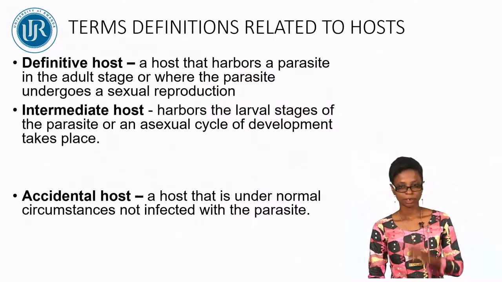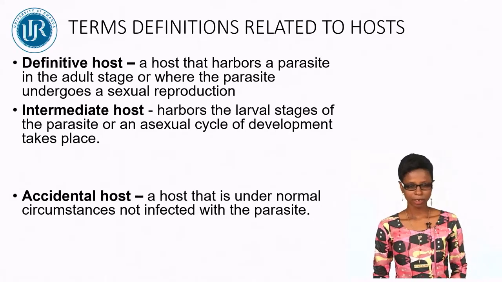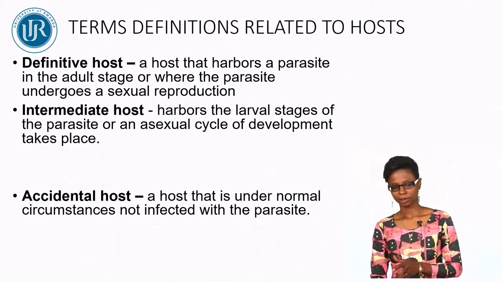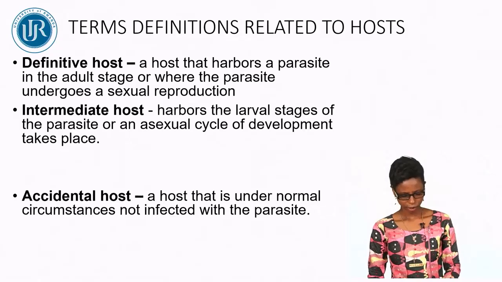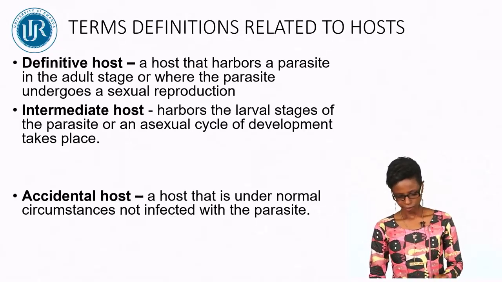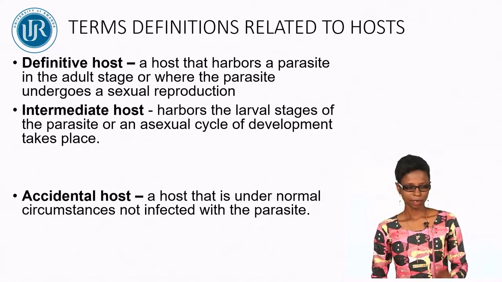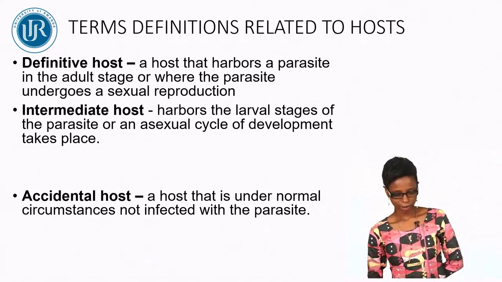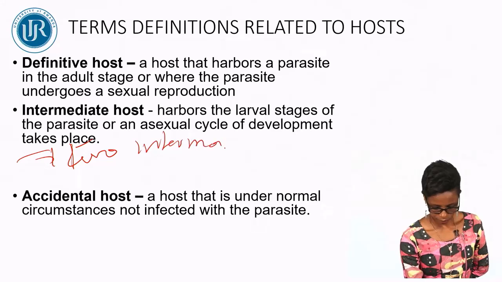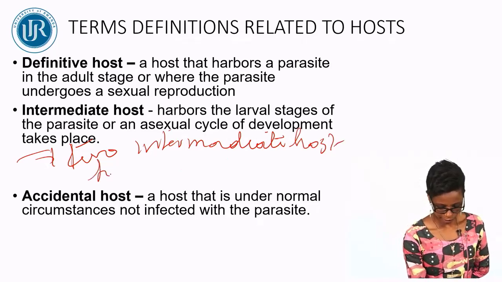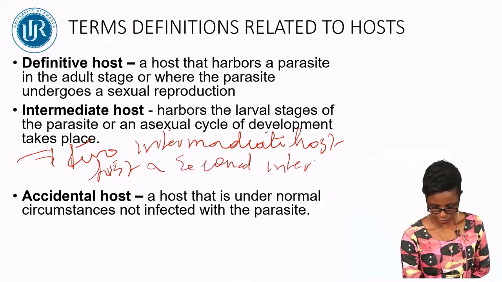We have also the definitions which are related to the host, where you have the definitive host. Those are the hosts which lodge the parasite in the adult stage, or where the parasite undergoes sexual reproduction. And you have intermediate hosts, those are the hosts which lodge the larval stage of the parasite, where an asexual cycle of development can take place. For the intermediate host, in this case the parasite can need two intermediate hosts. In this case, you must have the first and second intermediate host.